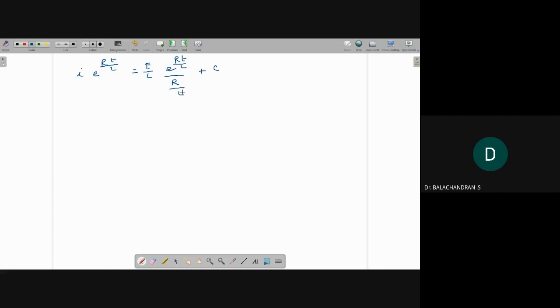So L gets cancelled. Throughout, divide by e power R t by L, you will get I equal to E by R, L gets cancelled. If I divide throughout by e power R t by L, it gets cancelled, plus C divided by e power R t by L, or you can write e power minus R t by L. So this is the solution.